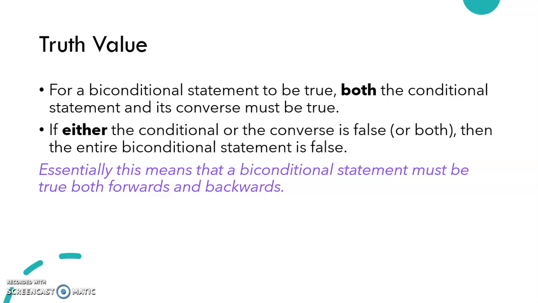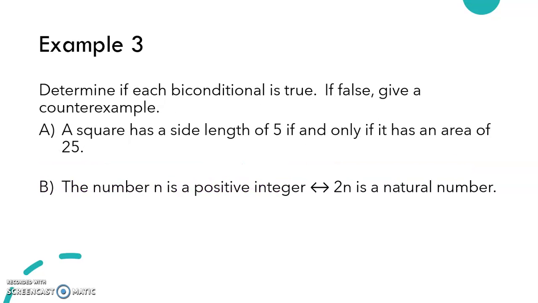Let's take a look at an example. In example 3, we need to determine if each biconditional is true. If it's false, we need to give a counterexample. Part A says the square has a side length of 5 if and only if it has an area of 25. And part B says the number n is a positive integer if and only if 2n is a natural number. So pause the video, see if you can figure out true or false, and then press play to check your answers.